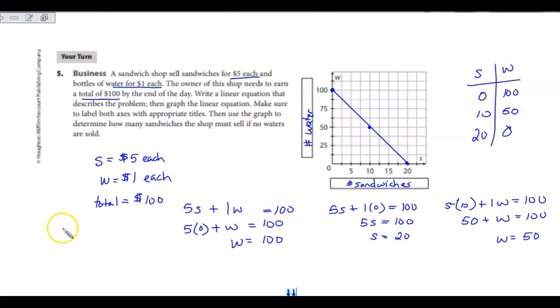Now, if I asked you if I sold 15 sandwiches, how many waters could they sell? Could you find it using this graph? And the answer is yes, we can. So 15 sandwiches, I know that it's going to be 25 waters. What if I say it's 5 sandwiches? Well, at 5 sandwiches, I can sell 75 waters. Okay?